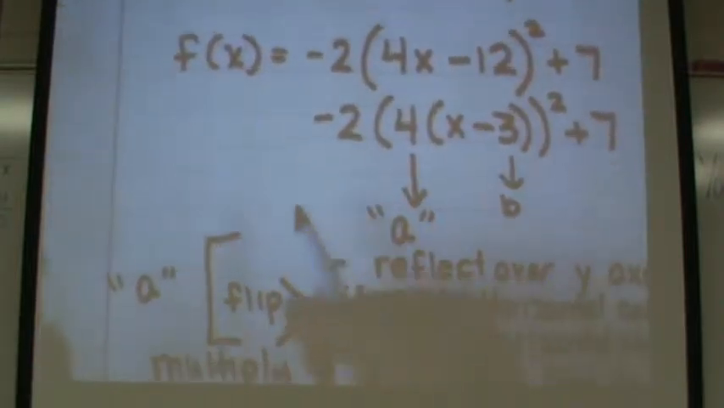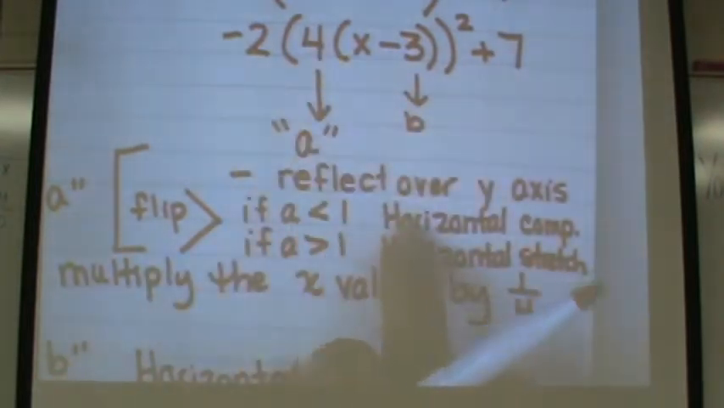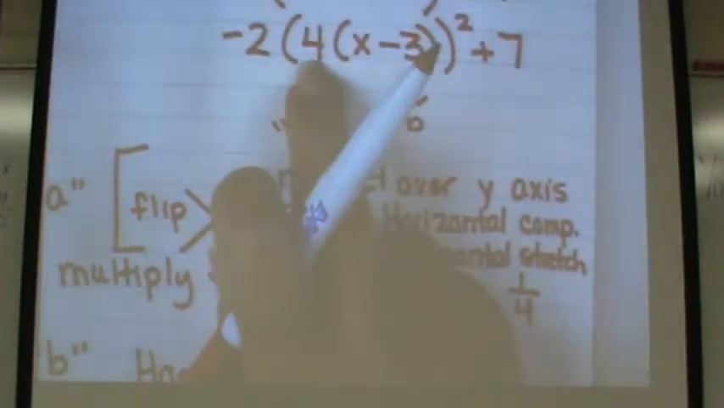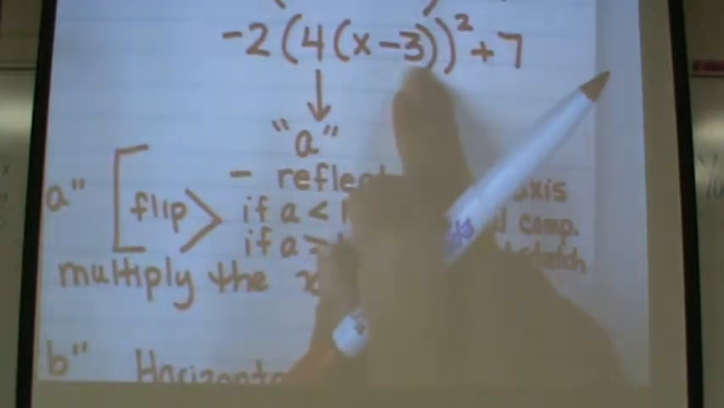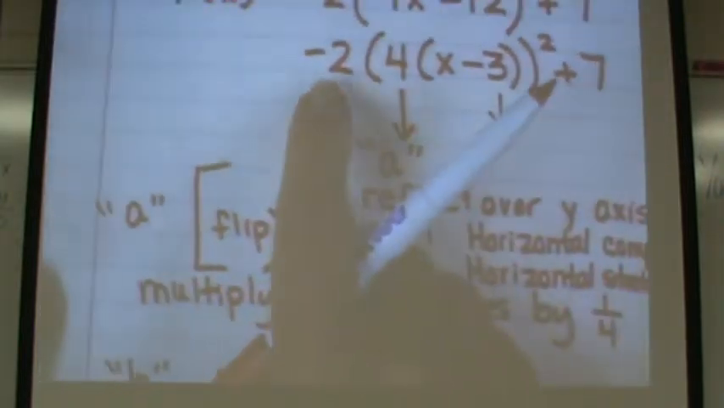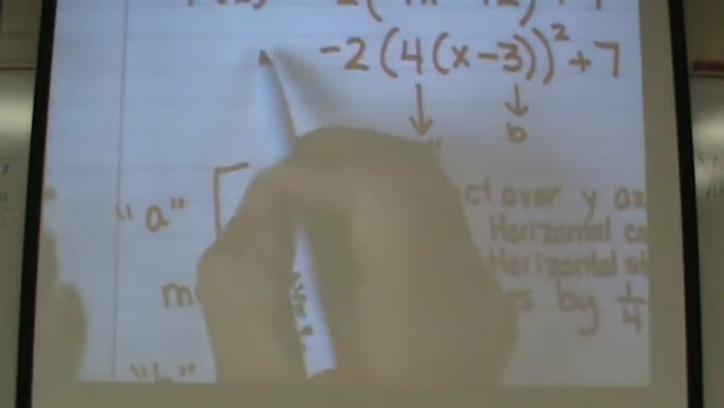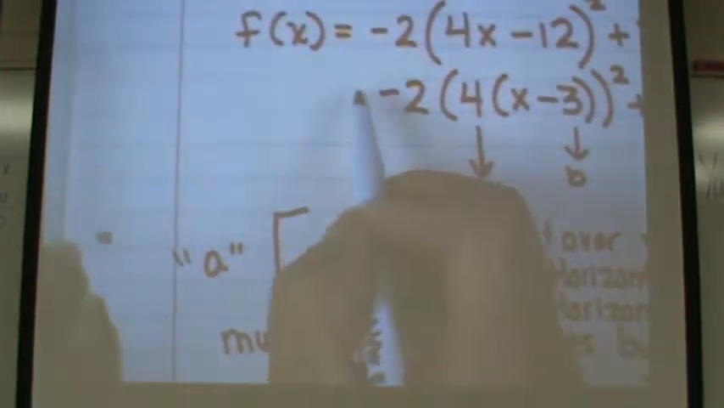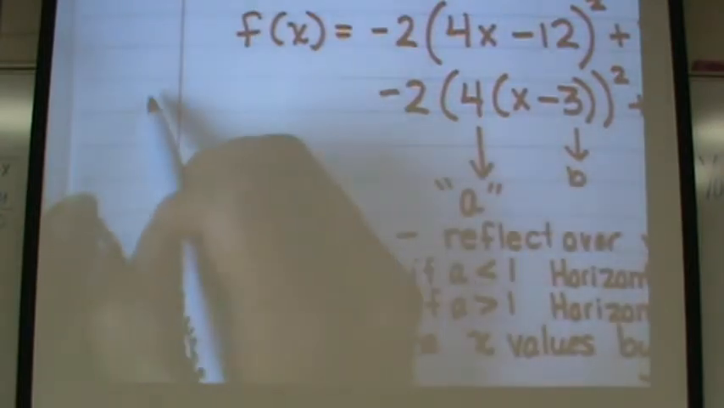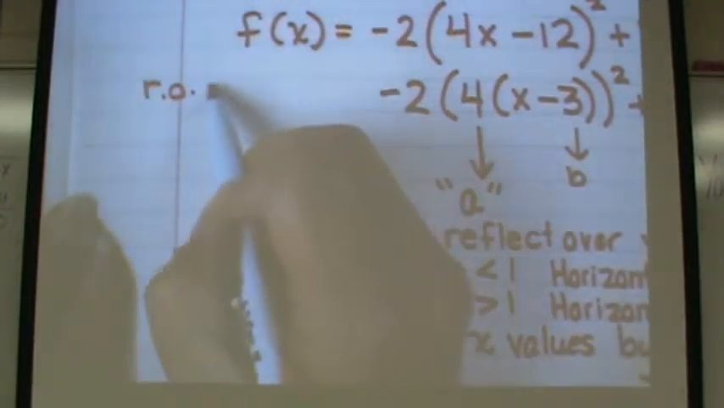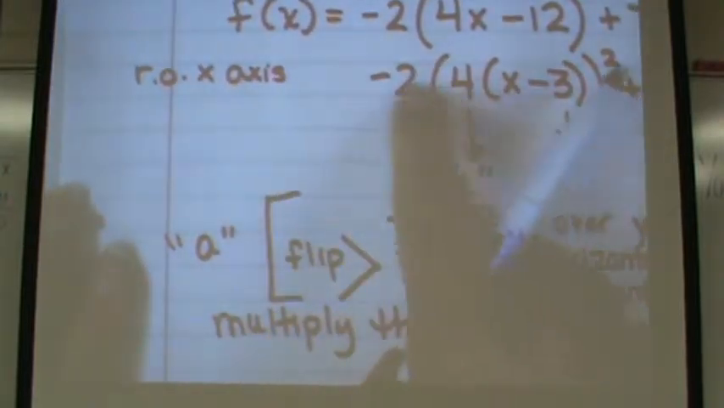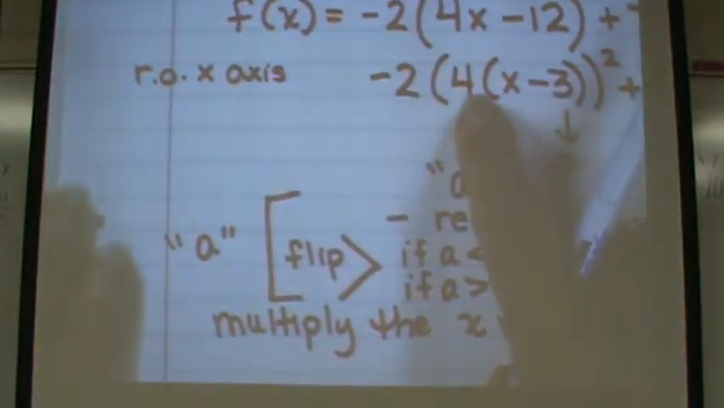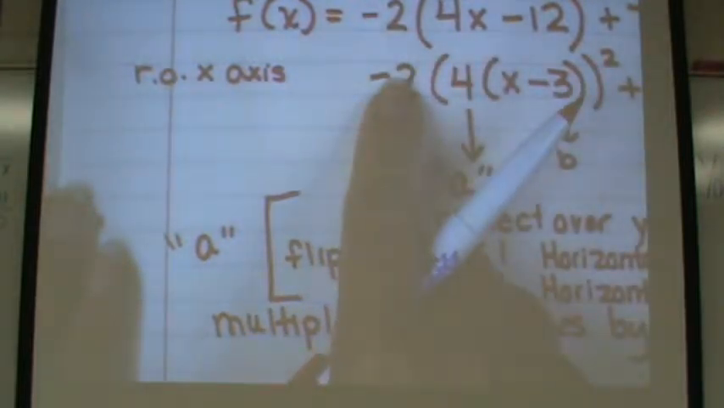Here's C. So inside horizontally compresses and stretches the graph. The inside right here is going to move it left or right, the opposite. What does this thing do? It's going to do a couple things right here. If there's a negative in front, it's a reflection over the x-axis. So a negative inside is a reflection over the y-axis. A negative outside is a reflection over the x-axis.